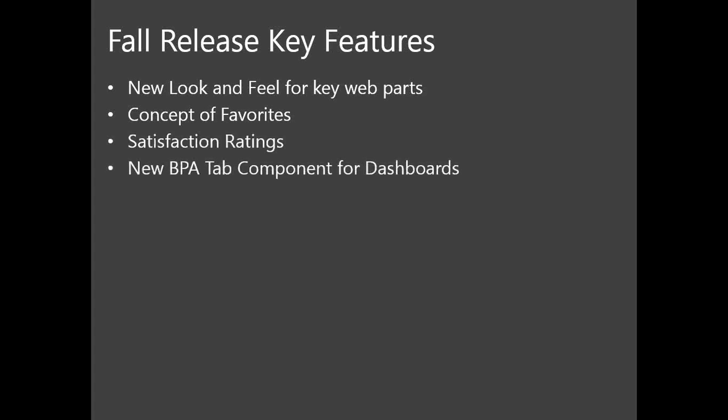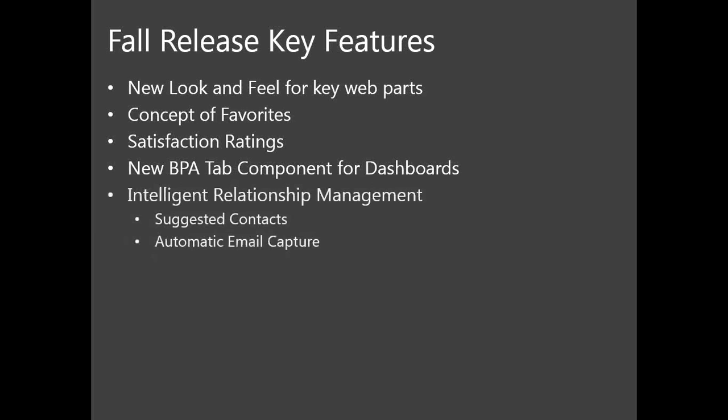We're also going to see the new BPA tab component that allows you to create dashboards in a new and exciting way. We've introduced a new tool called the Intelligent Relationship Management Tool, or IRM, and this will actually suggest contacts that you may want to add to your CRM that are in your Outlook, as well as automatically capturing emails related to contacts that are in your CRM. And we'll see that in action and how that works.